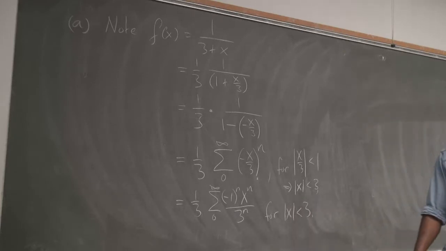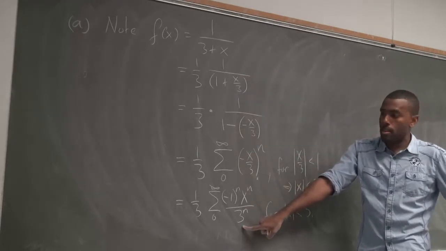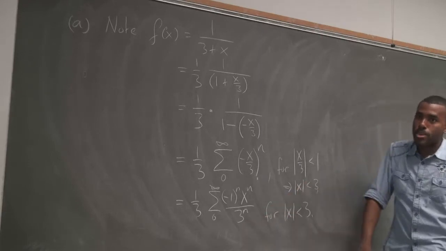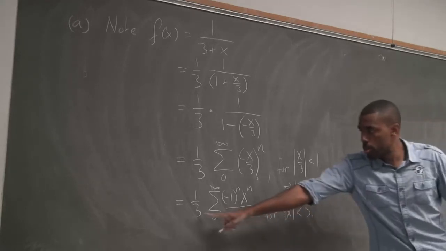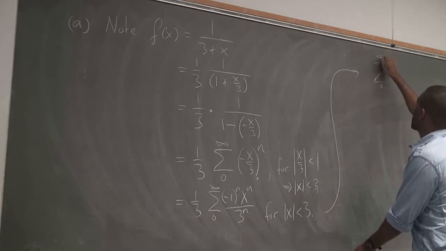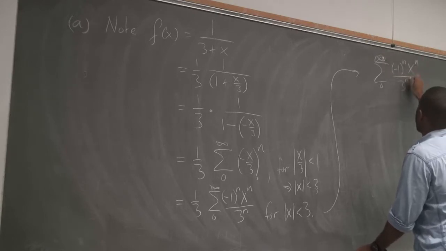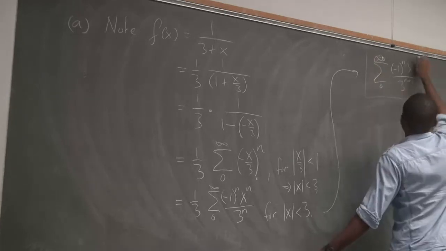So on the open interval minus 3 to 3, this function is exactly equal to this series. But notice that this series is just an infinite polynomial. I can even bring this 3 in here if I wanted to. You don't have to, but I could. This is minus 1 to the n, x to the n, over 3 to the n plus 1. That would be the answer.